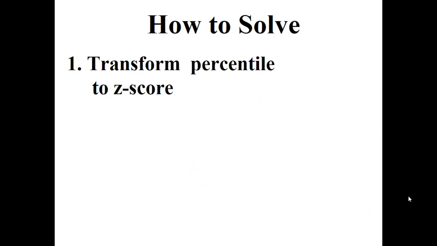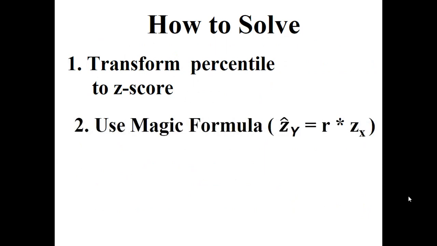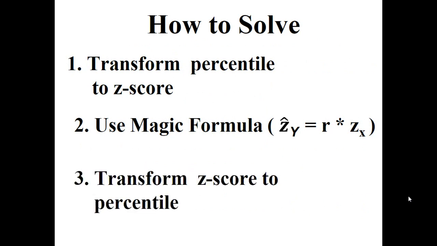First, we transform the predictor, which is a percentile, into a z-score. Then we use the magic formula to get an estimate. Then, because this estimate is a z-score, we transform it back into a percentile. So there are 3 steps that are very similar to what we did with raw scores. So the underlying strategy is to momentarily transform a percentile into a z-score so we can use the magic formula. And then after we've used the magic formula, we switch back to a percentile again at the end.